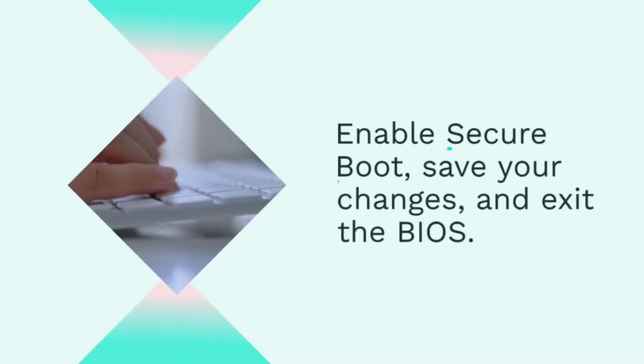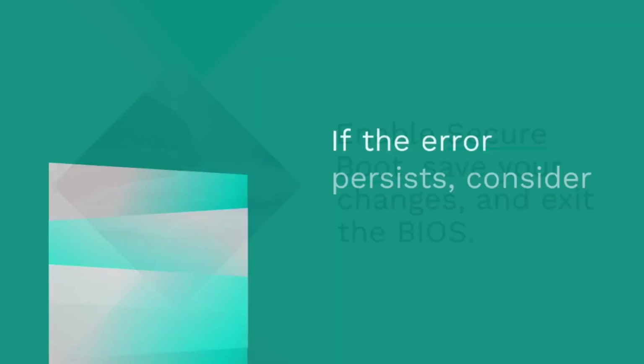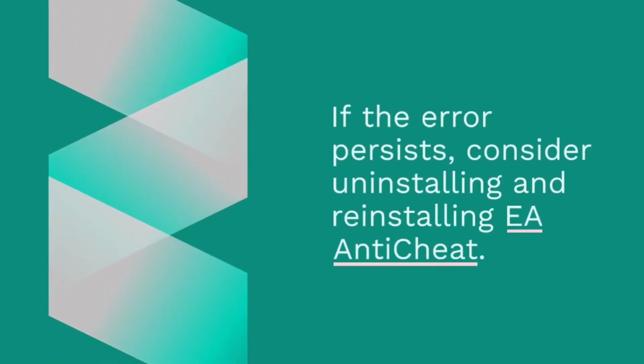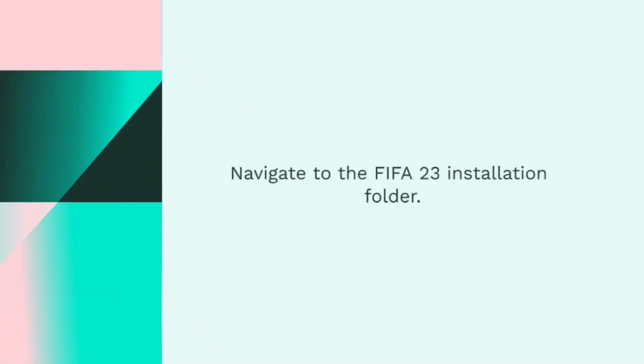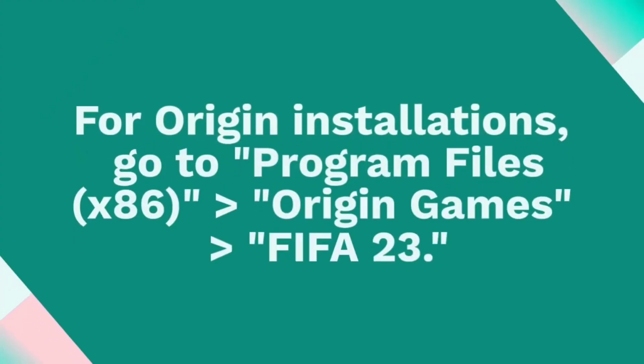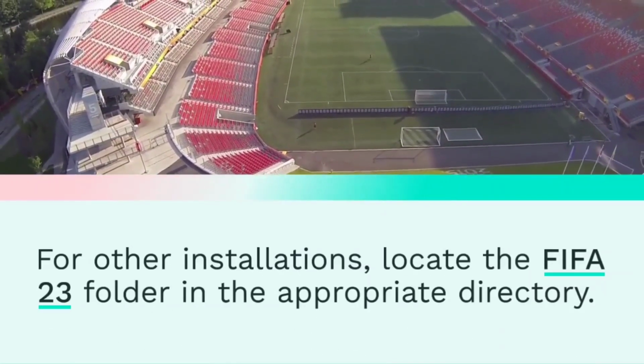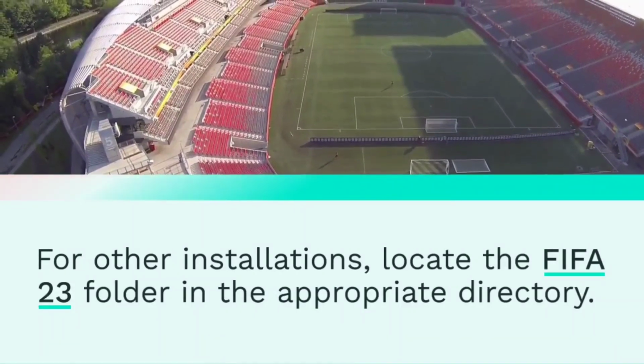Step 3. Uninstalling EA Anti-Cheat. If the error persists, consider uninstalling and reinstalling EA Anti-Cheat. Navigate to the FIFA 23 installation folder. For Origin installations, go to Program Files x86, Origin Games, FIFA 23. For other installations, locate the FIFA 23 folder in the appropriate directory.